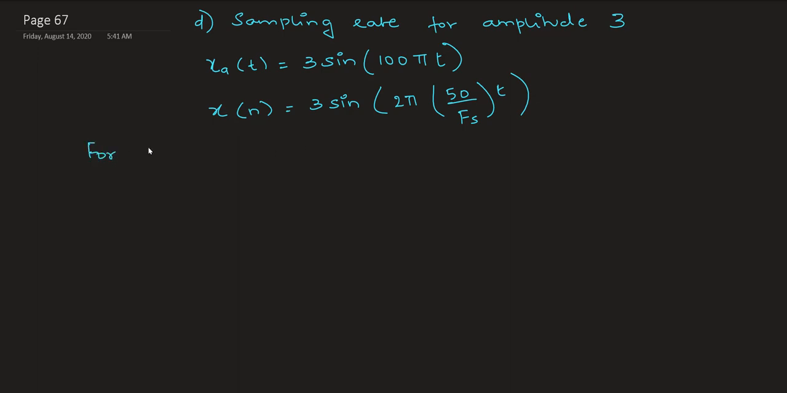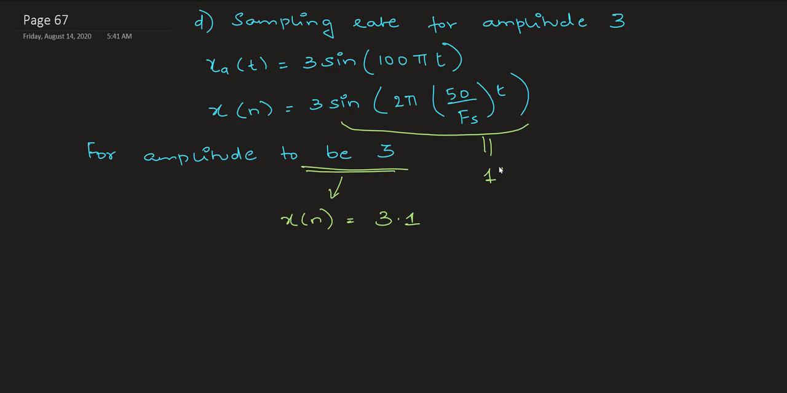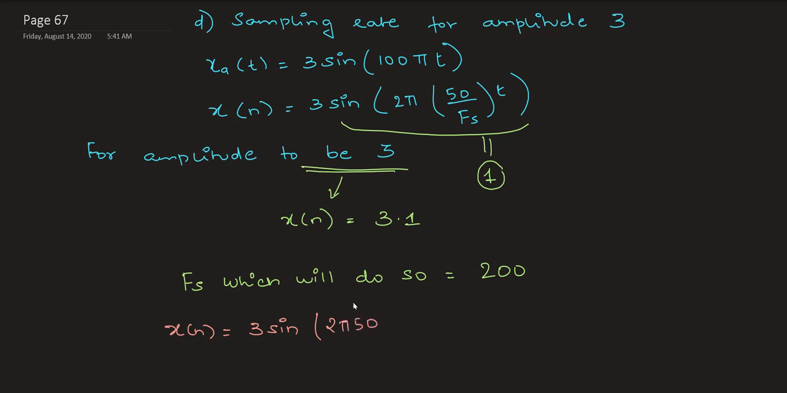So within the bracket I should get pi by 2 t, and that pi by 2 happens only when my fs is 200, because 2 pi into 50 by fs is equal to pi by 2 only when fs is equal to 200. Just check. 50 upon 200 gives me 1 by 4, and 2 pi by 4 is pi by 2, and sine pi by 2 is nothing but 1. So the frequency which will get my peak value of 3 is 200. Good. So that is for that numerical.